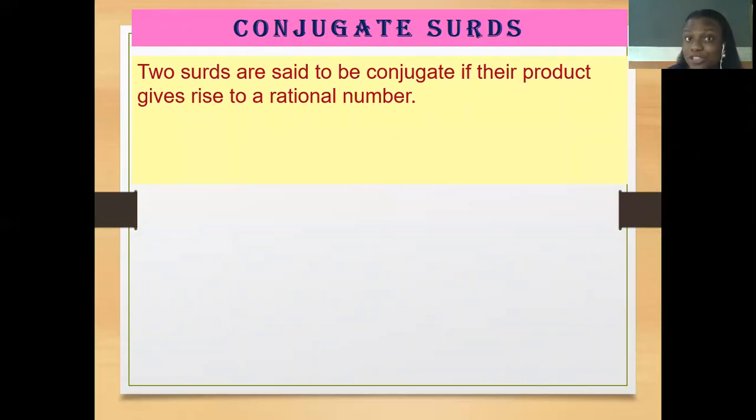Now, we talked about rational numbers also in the last class. Rational numbers are numbers that are integers or can be expressed as a quotient of integers, okay? So when you have two surds that you multiply together and you notice that the product you obtain is a rational number, then those surds are conjugate surds. Now, they are usually expressed in a particular form. Let's look at the form that they are expressed in.